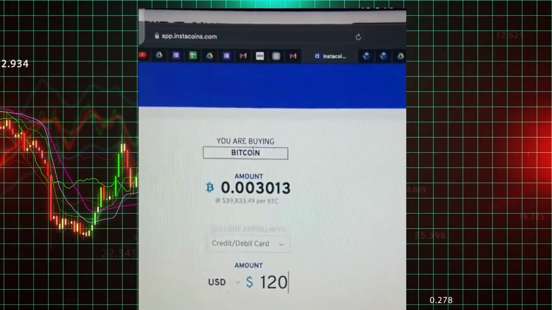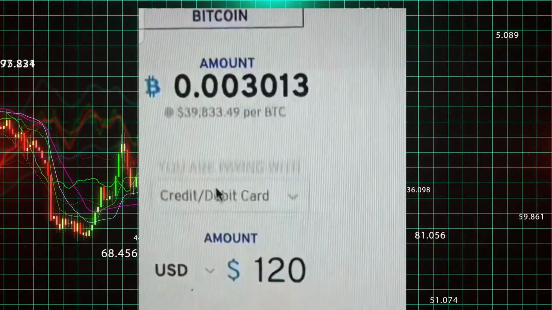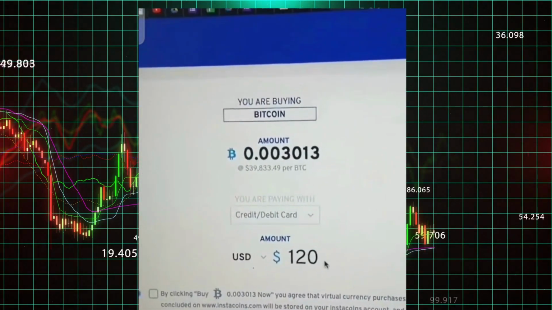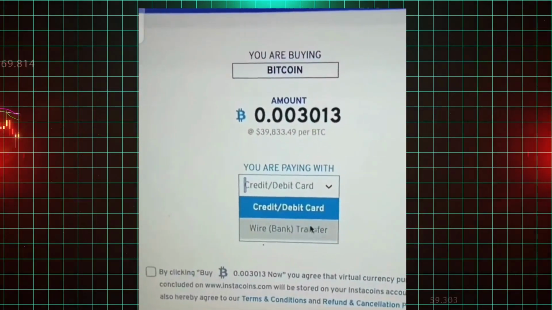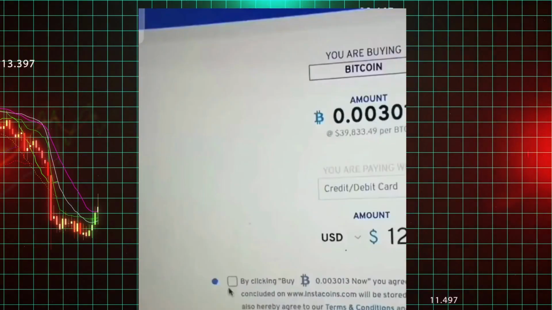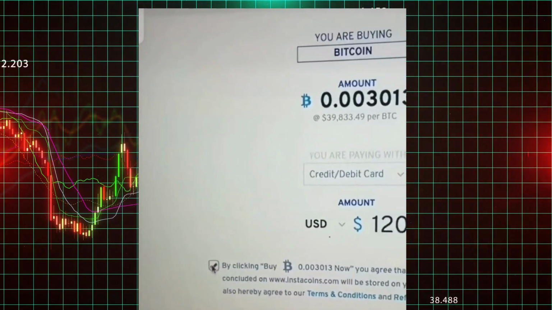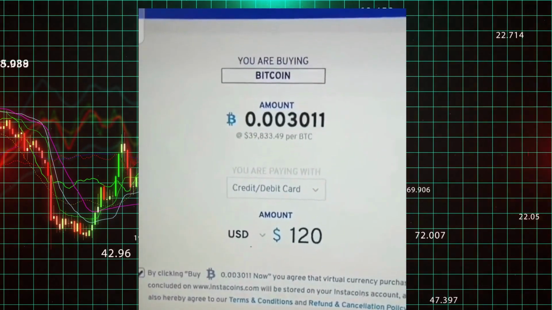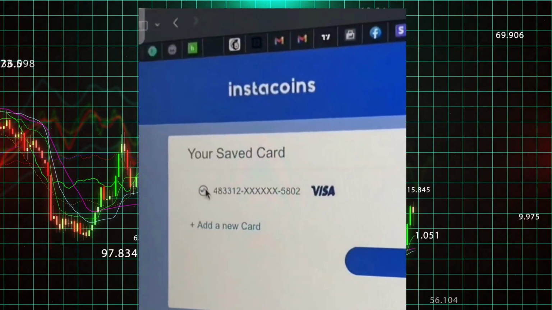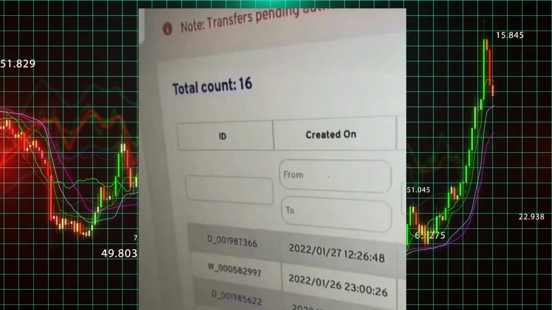Once you are in, you have to buy Bitcoin with your credit or debit card. So I'm going to put in 120 because there's a fee to transfer to KOT. You have an option, wire or credit card. I'm using my credit card. Click that little thing there. We're buying 0.00303 Bitcoin. I swiped the credit card that I used to load. And there you have it.